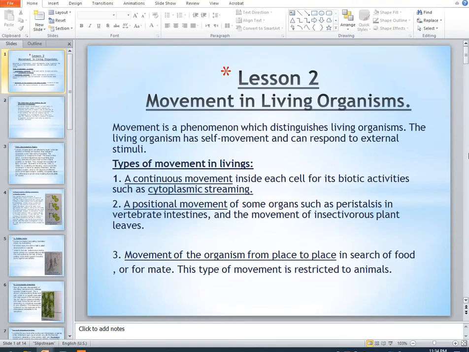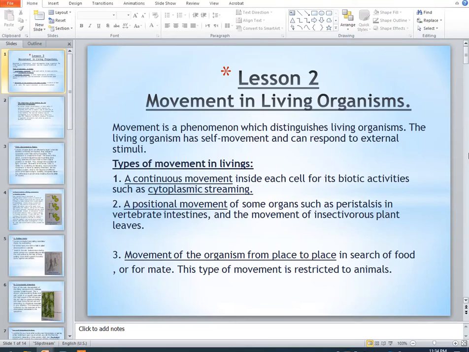Movement in living organisms. Let's complete our lesson on movement in living organisms. As we know, movement is a phenomenon which distinguishes living organisms, and living organisms can respond to external stimuli. Types of movement in the living: we have three types.